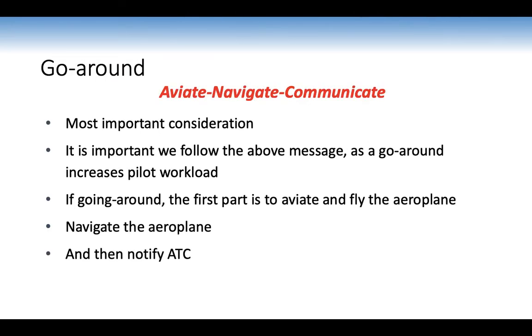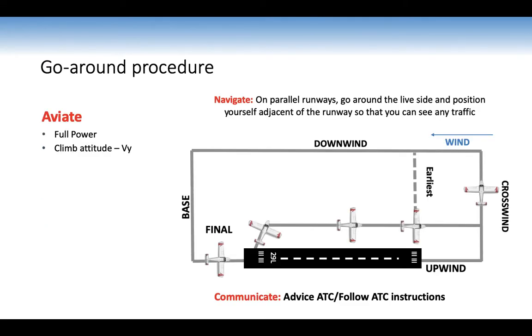And for a go around: aviate, navigate, communicate. The most important consideration, whether you're doing a go around, you're in an emergency, or doing a navigational exercise, is that you must follow it. It's important we follow the message, as a go around increases pilot workload, so you want to break it down one step at a time. If going around, the first part is to aviate and fly the airplane to prevent an undesired aircraft state. Navigate the airplane in a safe and controlled manner, and then notify ATC.